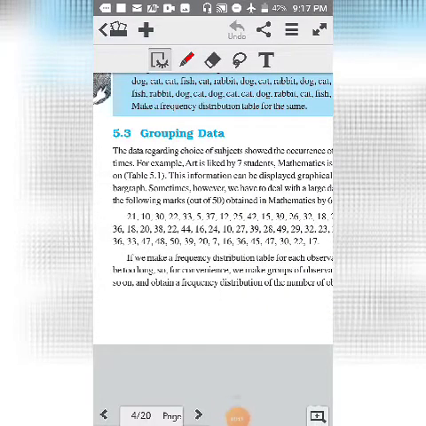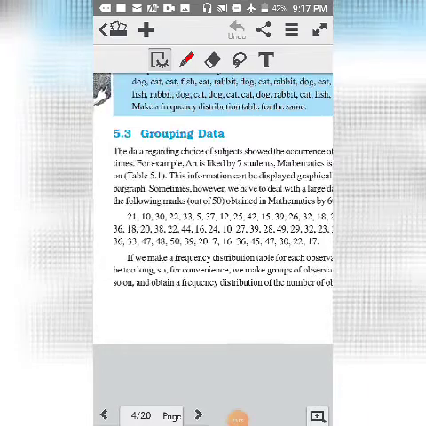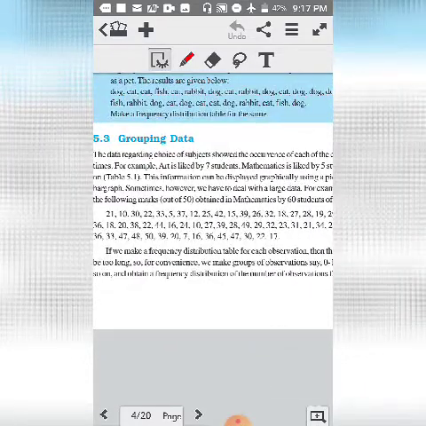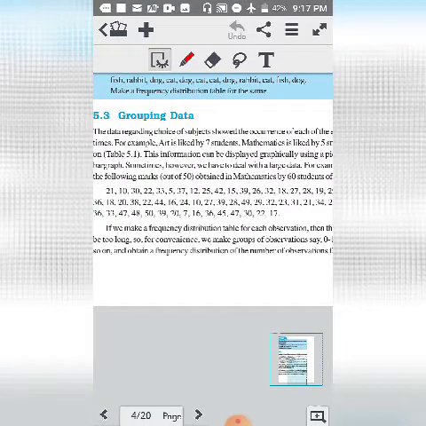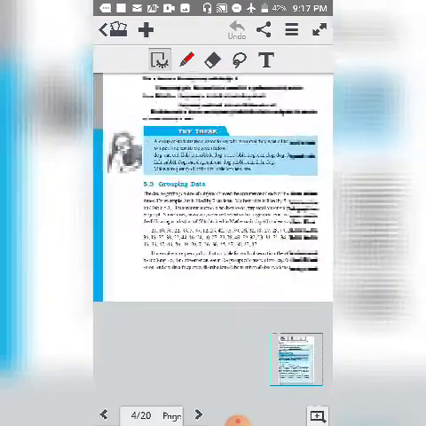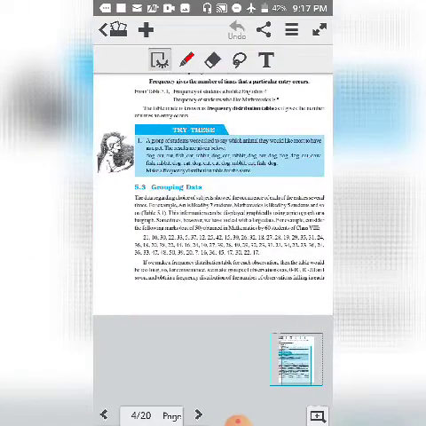Now what is done in grouping of data? There is some information given. For example, there are numbers written here, you can see, and there are a total of 60 numbers written here, and these are marks obtained by students, and these marks are out of 50. So you have to make groups of the information and write the information in the form of data.